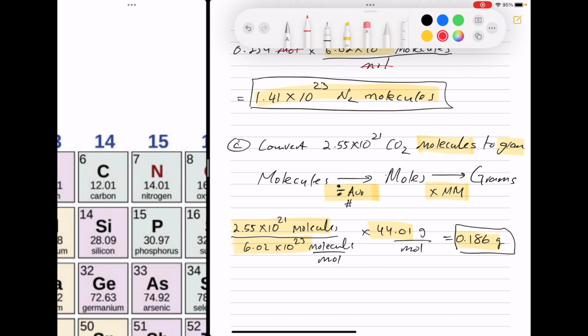Again, I want to highlight the dimensional analysis part of this. The molecules would cancel here, one in the numerator, the other one in the denominator. And then the moles here would also cancel, leaving you with the unit of grams at the end.